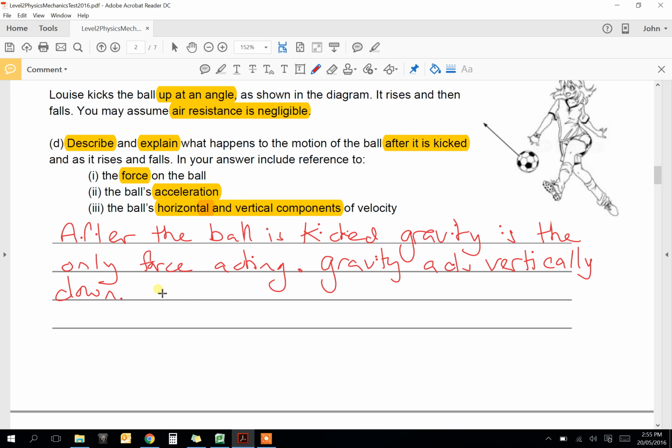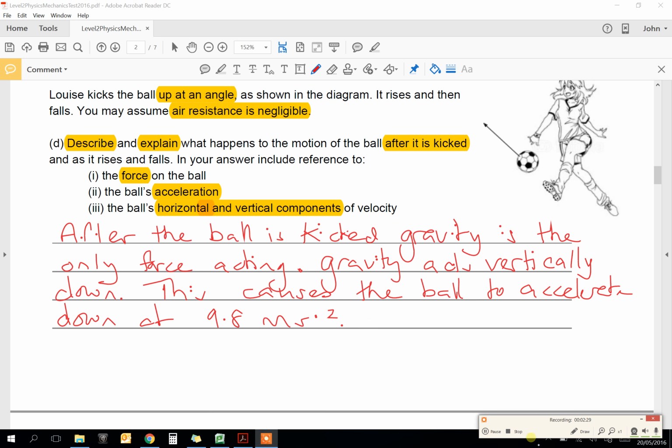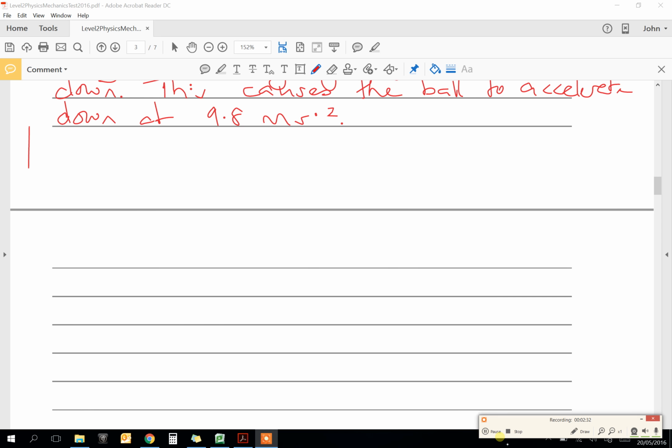And so, got to give reasons, this causes the ball to accelerate down at 9.8 meters per second squared. That's the acceleration due to gravity. Okay, apologies for that little interruption. So it's going down at 9.8 meters per second squared.